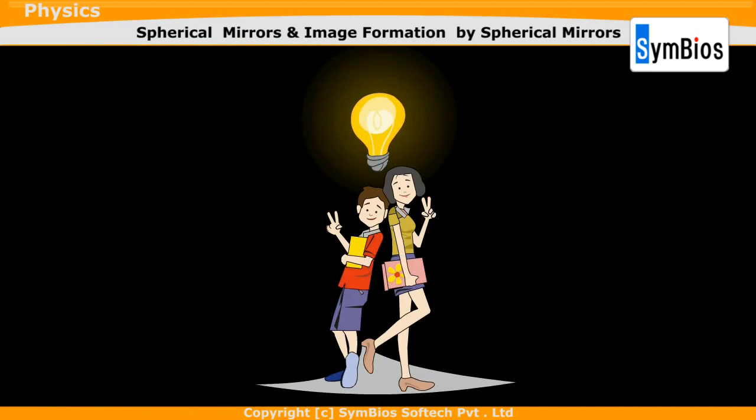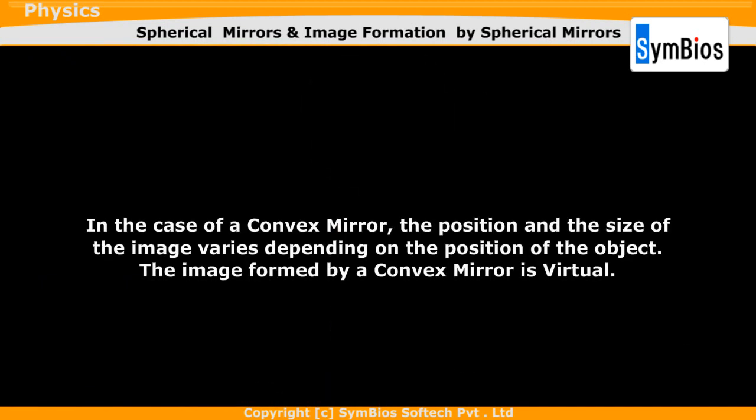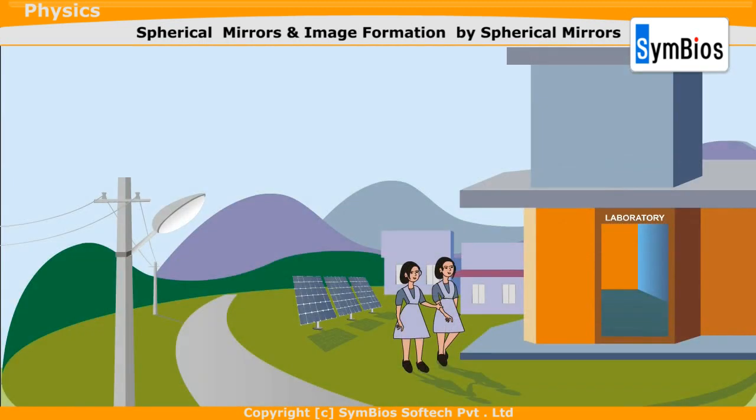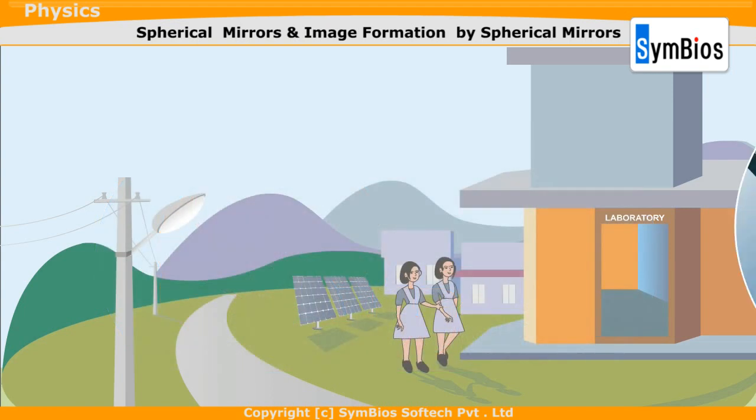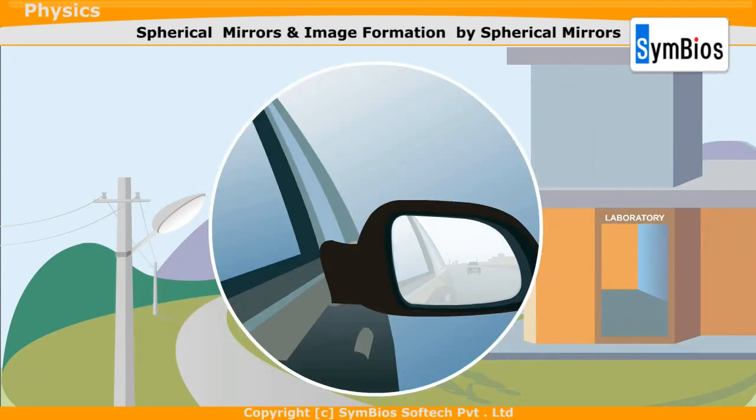From this demonstration, we have understood that in the case of a convex mirror, the position and the size of the image varies depending on the position of the object. The image formed by a convex mirror is virtual. You have now understood reflection phenomena of light, spherical mirrors, and their applications. You have also seen some of the real-life applications of spherical mirrors.